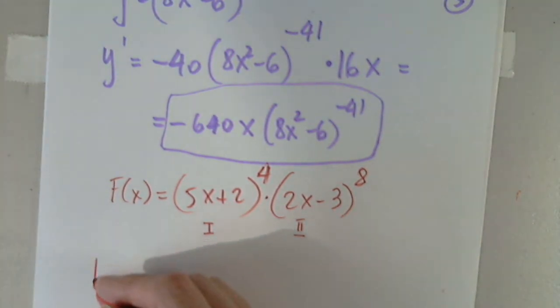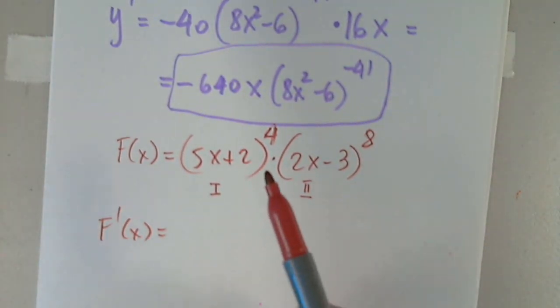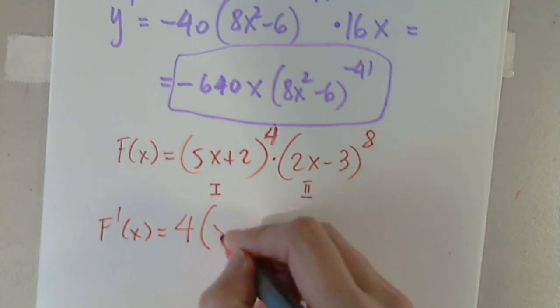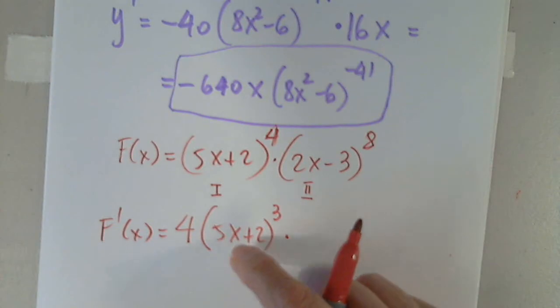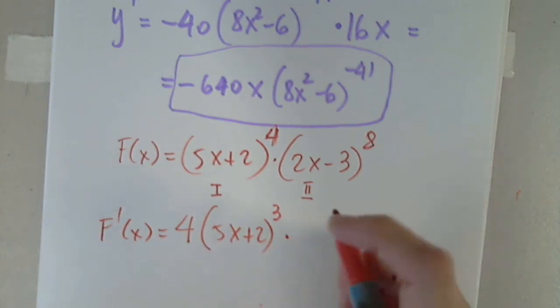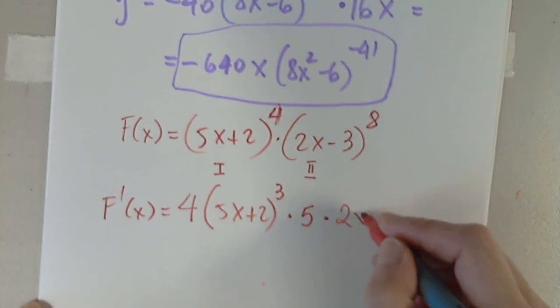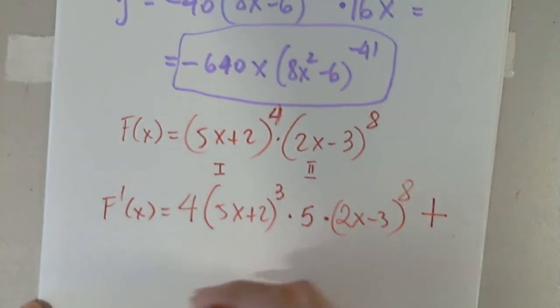So then f prime will be, I differentiate the first function. I bring 4 in front. I subtract 1 from the power. I multiply by the inner function prime, which is 5. And now I have to multiply by the second function. And then plus.